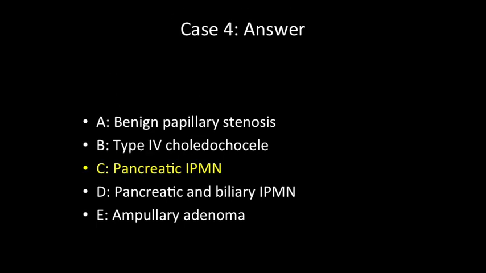The most likely differential is pancreatic IPMN causing secondary biliary dilation. Combined pancreatic and biliary IPMN is much less common than pancreatic IPMN alone. The ampulla appeared normal on EUS, and a diagnosis of a choledochocele should only be made on excluding other pathologic causes of ductal dilation.